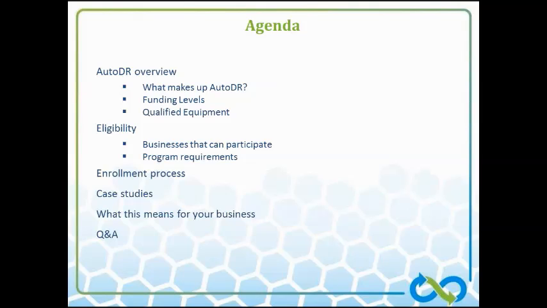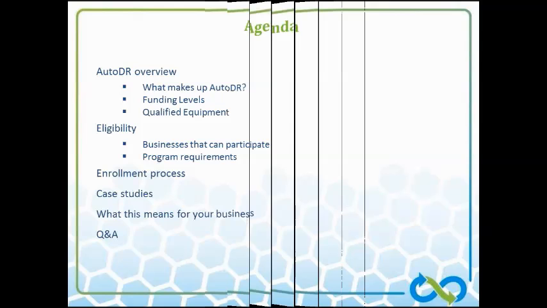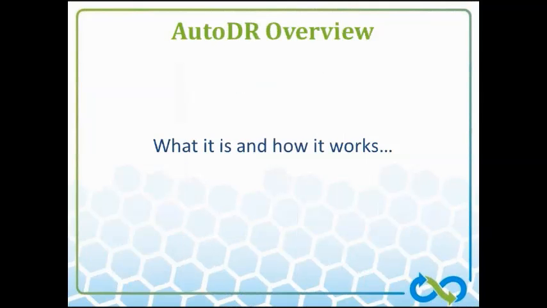First off, we wanted to give you an overview of what AutoDR is and what makes up AutoDR, some of the different incentive levels, some of the different types of equipment that qualify for the incentives, how you become eligible for those incentives, then what the actual process is, show you a few simple, high level case studies, and then what this actually means for your business, and then open it up to some questions and answers.